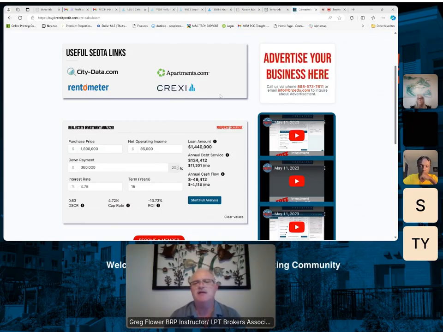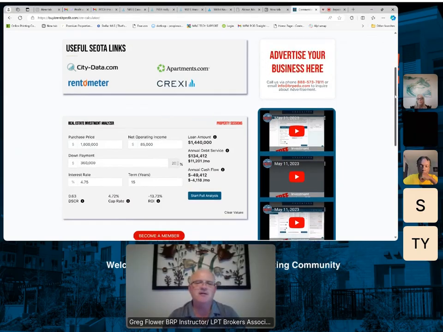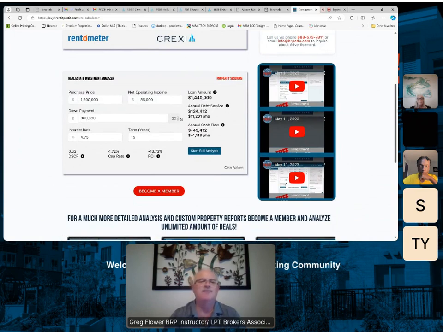You can also, if you have access to the MLS, find income producing properties on the MLS. LoopNet's a good one too. Once you find a spot where you're happy, where you like finding deals, just go at it.